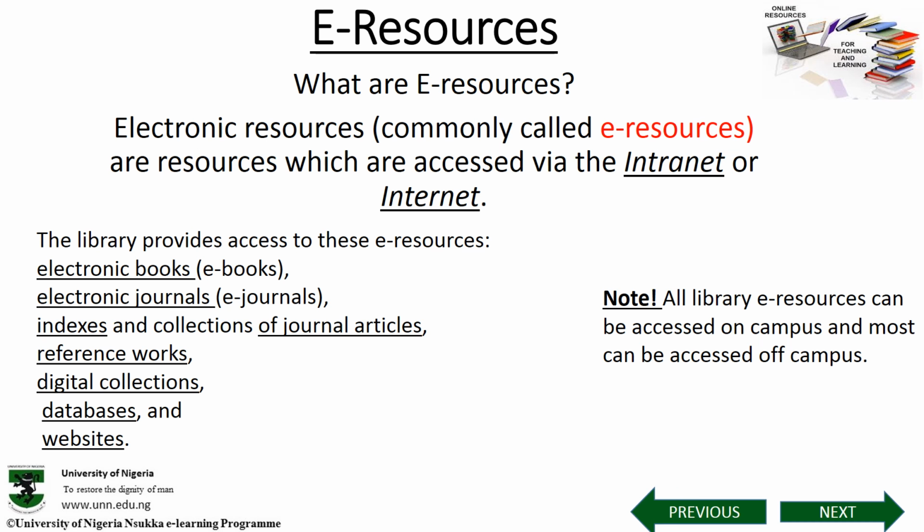E-resources. What are e-resources? Electronic resources, commonly called e-resources, are resources which are accessed via the internet or intranet. The library provides access to these resources, such as electronic books, e-books, electronic journals or e-journals, indexes and collections of journal articles, reference works, digital collections, databases, and websites. You should note that all library e-resources can be accessed on campus and most can be accessed off campus.